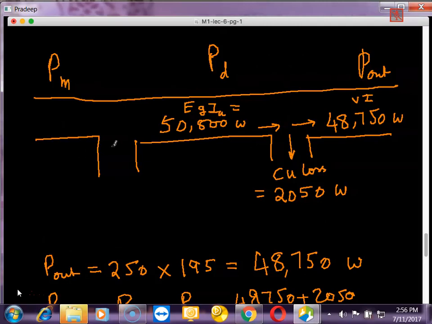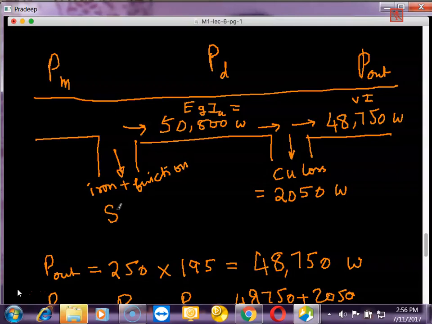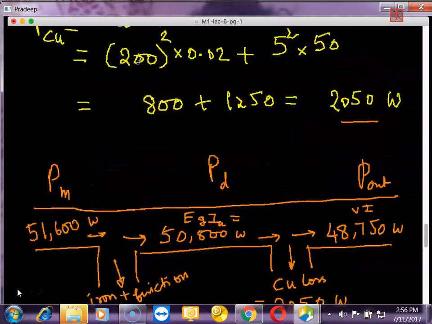Now what is here? Here you have iron and friction mechanical losses, iron plus friction losses, windage losses and all these things. In the question that is given, that is 800 watts. Therefore now to find the prime mover output or the mechanical power input, I just have to add these two numbers. So I'll get 51,600 watts as the total input power.